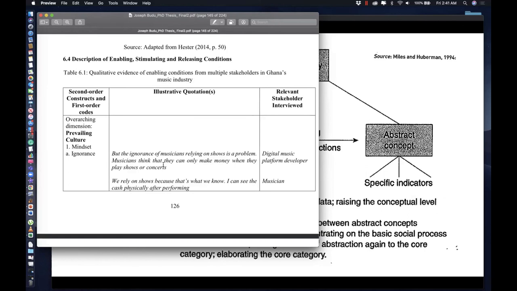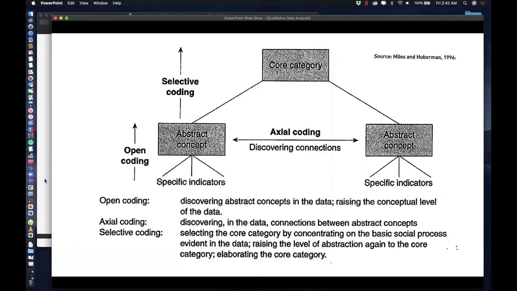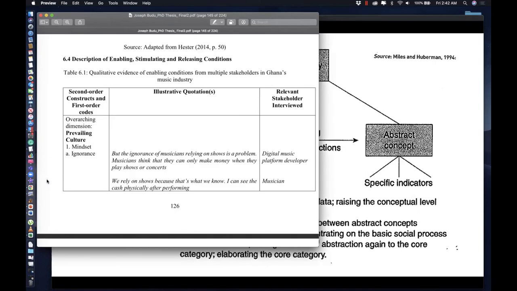So what do we see here? We are seeing a number of codes. In terms of the first order codes, what is the person saying? The first person's statement is more about the mindset of the Ghanaian musician. The second statement shows that now we are talking to the musician himself. He's demonstrating ignorance. So when we take the two together, we are getting themes that are mindset and ignorance, which are all at the open coding level, or specific indicators. Then when I bring them together, I link the mindset to the ignorance. It can then tell me that this is the culture that is prevailing within the environment.